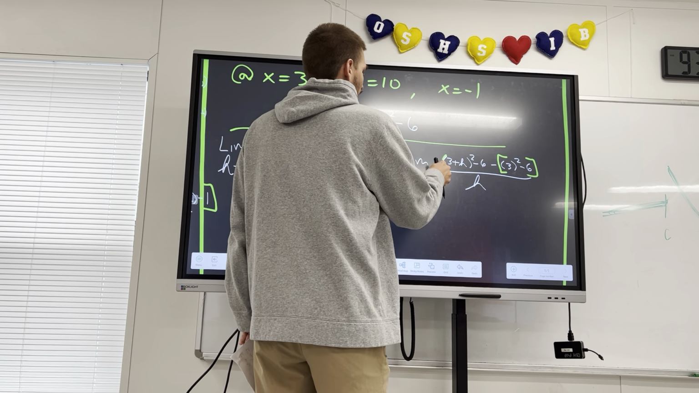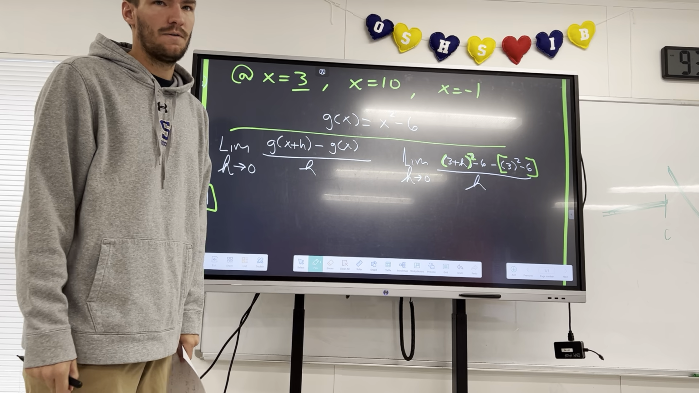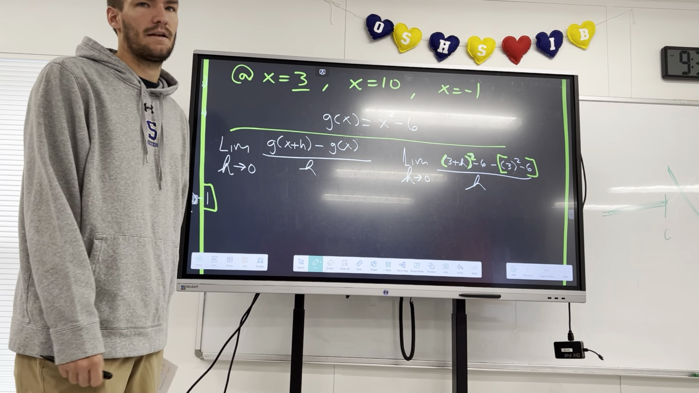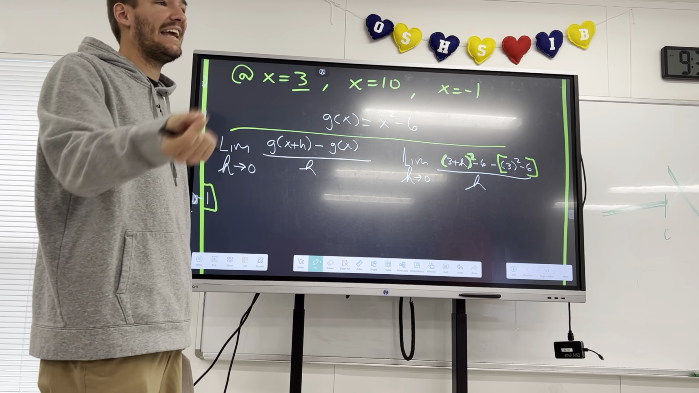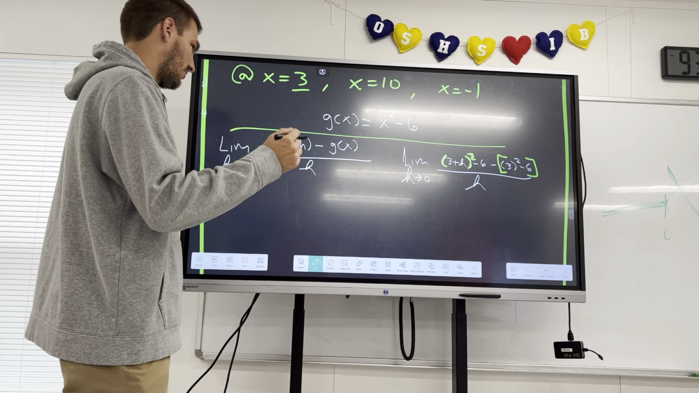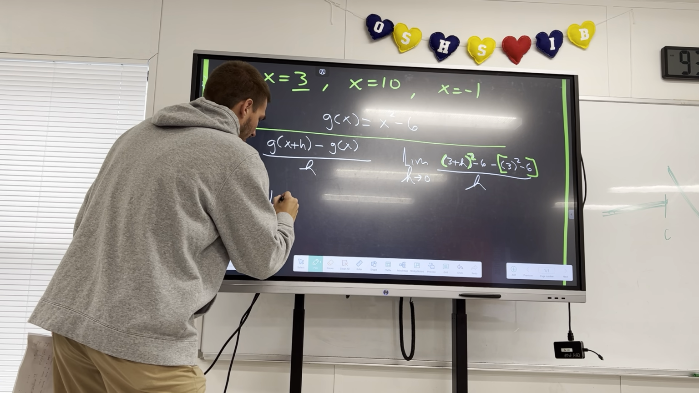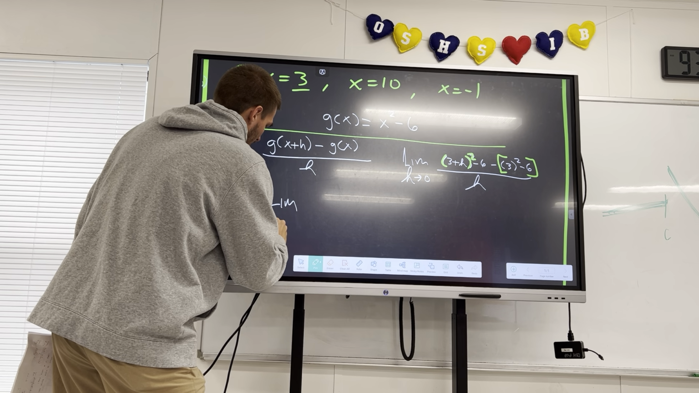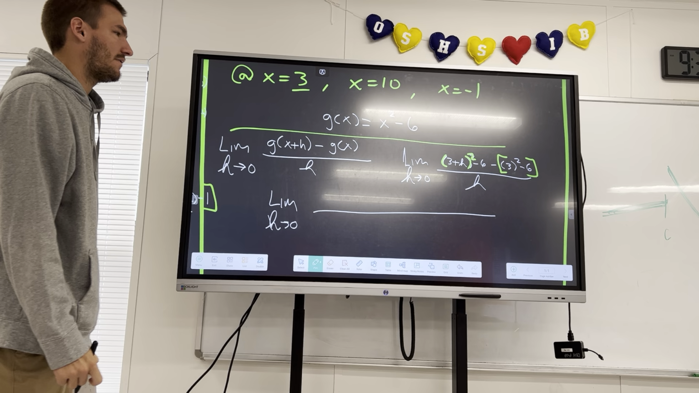We have parentheses squared. Well, what are we going to do with that? FOIL, of course, and it's 3 plus h. h is acting like our variable, so we're going to get a nice traditional quadratic. Just do a little here. Limit as h goes to 0. Give myself a nice long fraction.